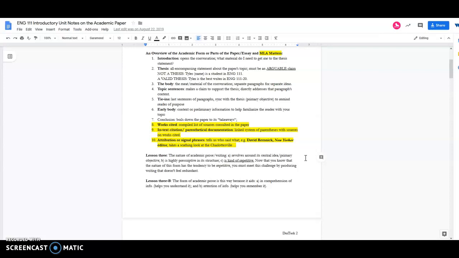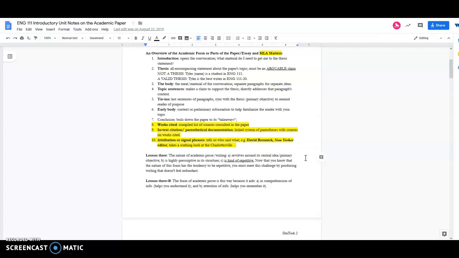Since we have more about that in a later page, I'm just going to keep moving on. Number 5, tie-ins might be something you haven't thought about or had been taught. Tie-ins are the last sentences of paragraphs, and they can be very useful to wrap up the point that that paragraph was trying to make.